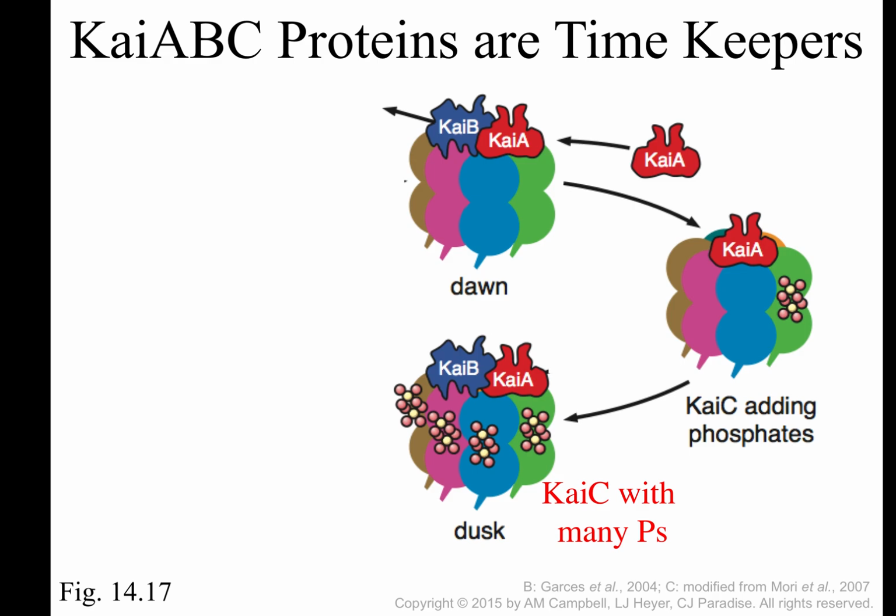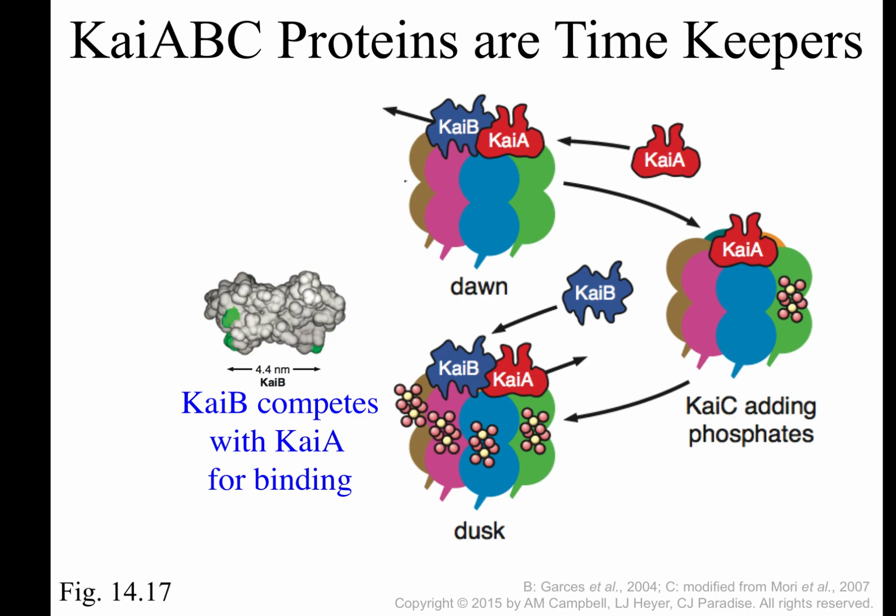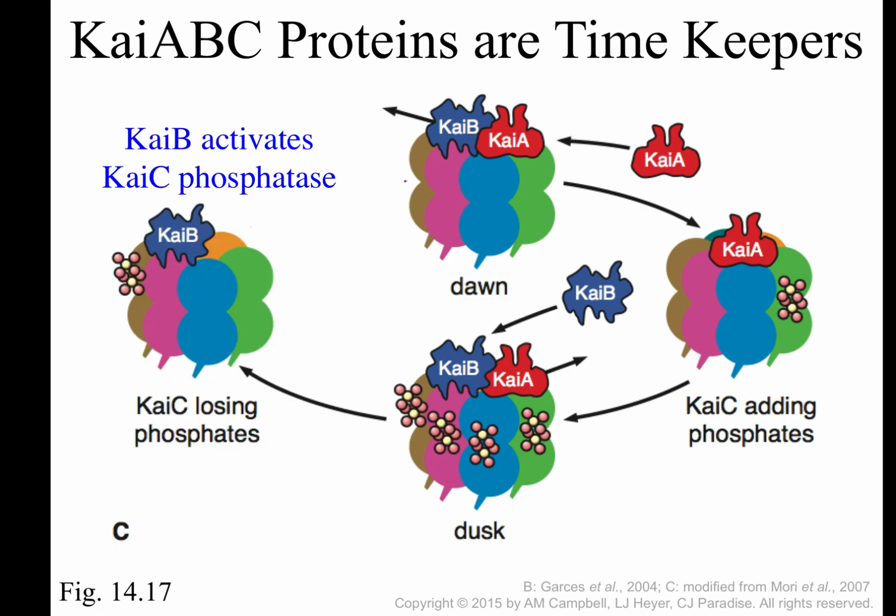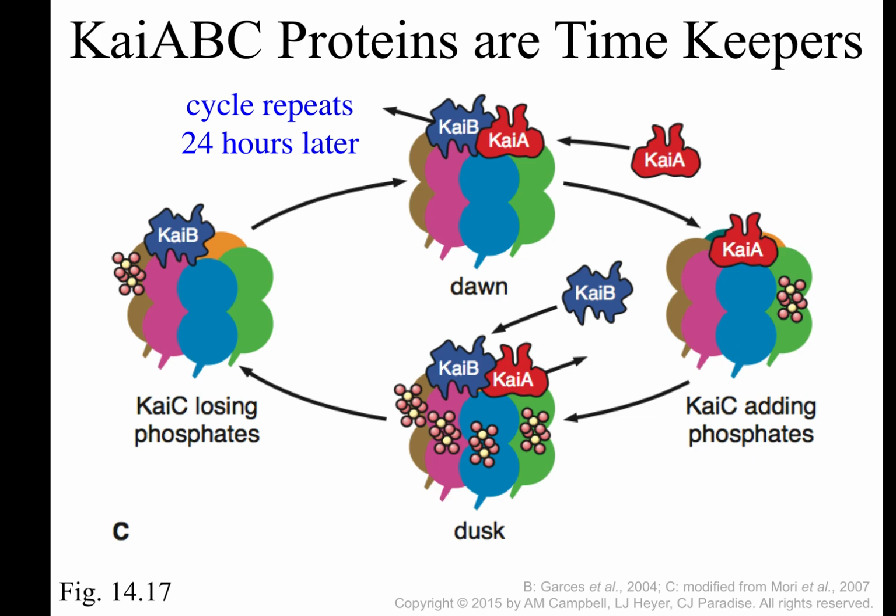KaiB rejoins and starts to compete with KaiA for binding to the Kai protein. And KaiB is removing phosphates. So as KaiB starts to win in the competition, it starts to lose those phosphates. KaiB activates KaiC phosphatase. Okay, so there's KaiC kinase and KaiC phosphatase. KaiC phosphatase is removing the phosphates, and then you're back at dawn where you have no phosphates.